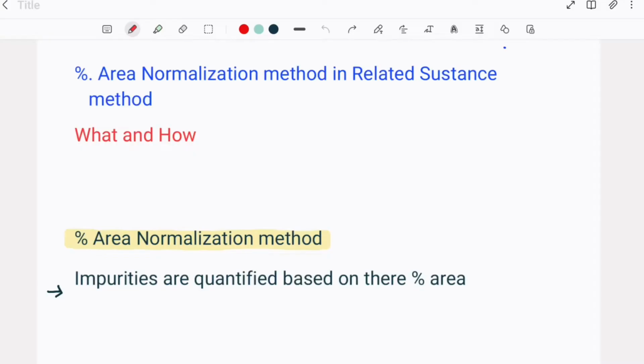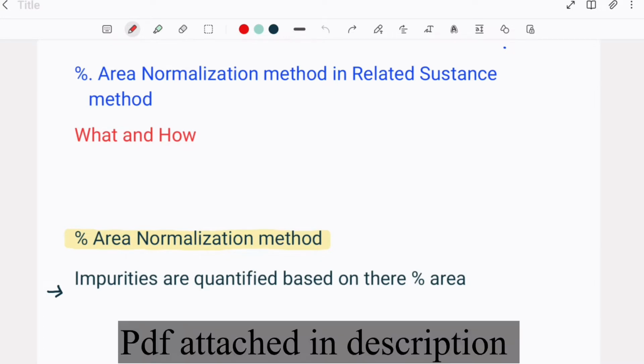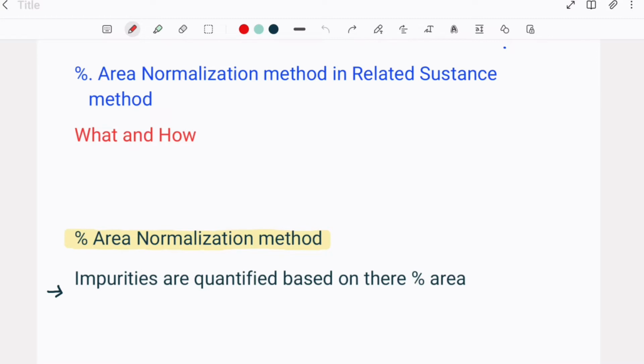Hello everyone, today we are here to discuss the topic of area normalization method in related substance. Here we will be discussing what the area normalization method is and how the impurities are calculated by using this method, and what are the cases or the scenarios where we prefer the area normalization method in calculation of the impurities. Now the first thing we are going to discuss is what the area normalization method is and how the impurities are calculated by using it.